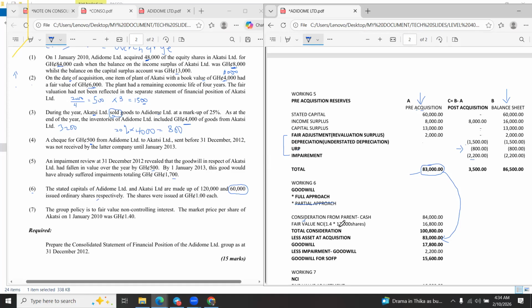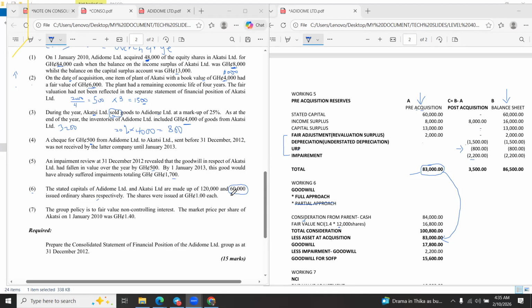Now, someone will ask, so why are you multiplying it by 12,000? Someone has bought 48,000 shares of 60,000 shares. How many shares are for the non-controlling interest? 12,000. Are you sure you understand it? Yes. You less the 48,000 from the 60,000. That will be the difference. That is 12,000.